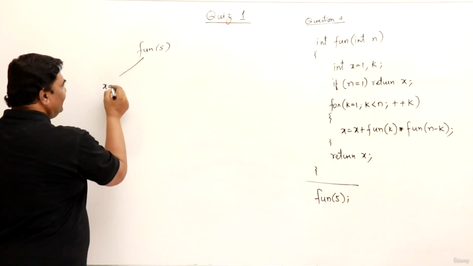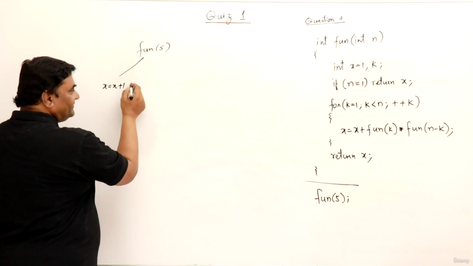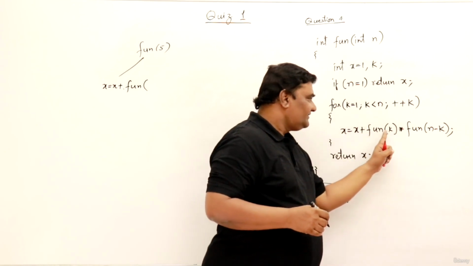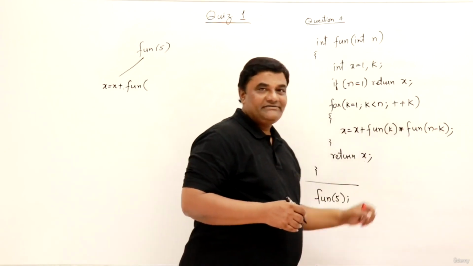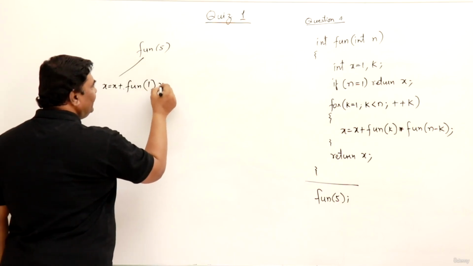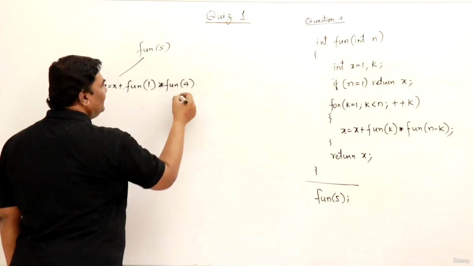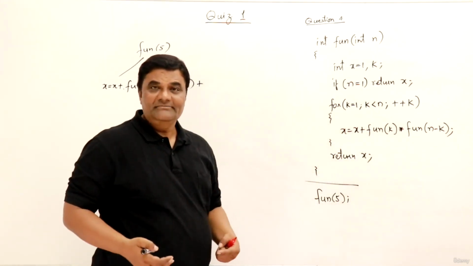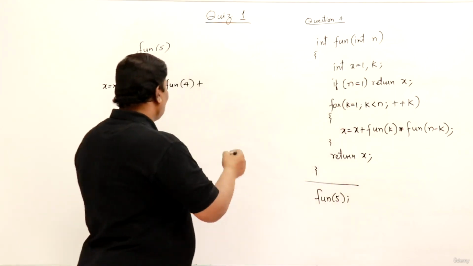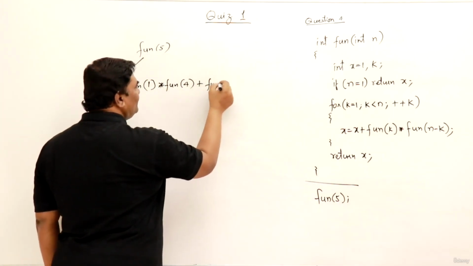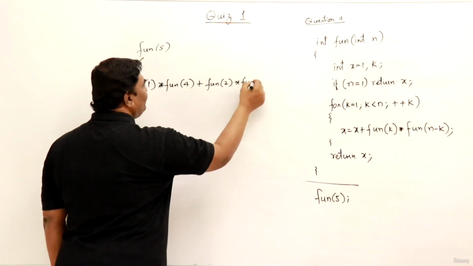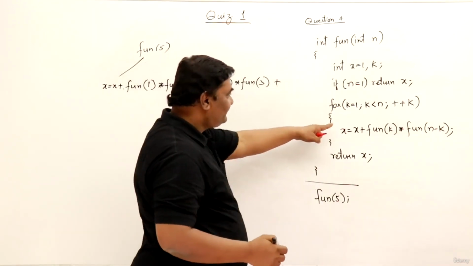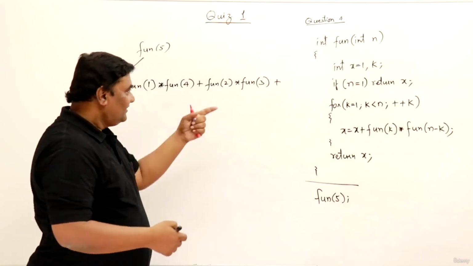This is x assign x plus what? First one. First one is what? Fun of k. k value is 1. So this is fun of 1 comma n minus 1. So what is n? 5. Fun of 1 into fun of 4. Then plus, because this is going to be added into x every time. So again one more time. That time k is how much? 2. Right now k is 2. So this is fun of 2 into fun of 5 minus 2, that is 3. Then plus, this is in the for loop. Repeat one more time.